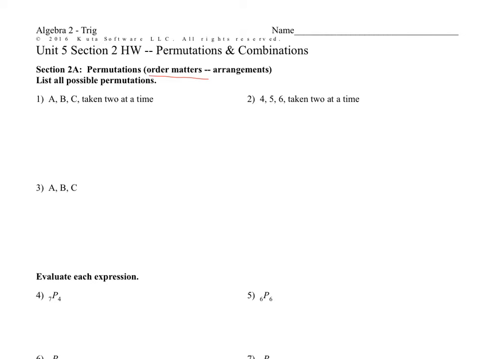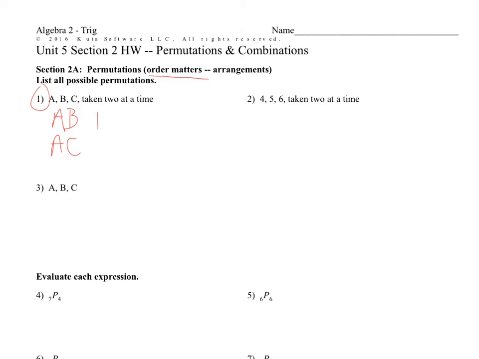For number 1 here, I have 3 letters, A, B, and C, and I'm going to take 2 of them, and it's asking to list all the possible permutations. That would be all the possible orders of arranging 2 of them. You've got to do this in an organized way. So I'm going to look at A. Let's say I took A followed by B. Let's keep A in the first spot, but I could do A followed by C.